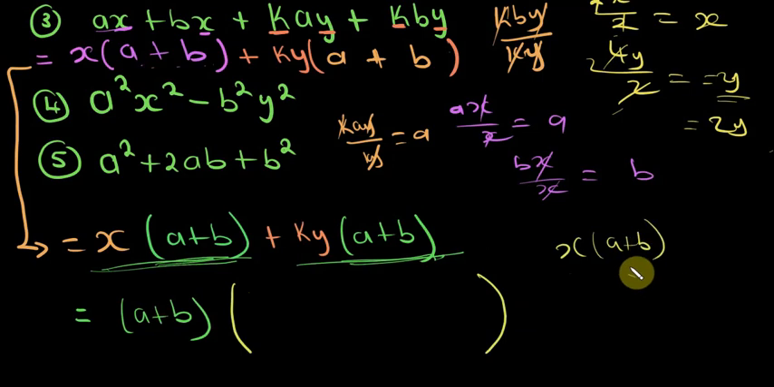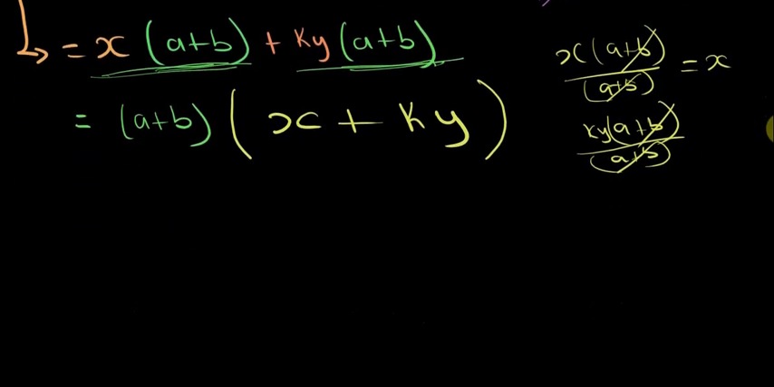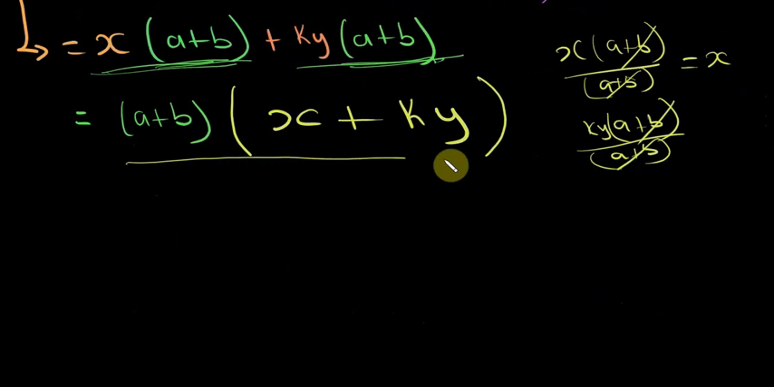x(a plus b) divided by a plus b. This one cancels out, then we have x. So here we have x plus, then we have ky multiplied by a plus b over a plus b. Cancel, then we have ky. So this is actually a product of two binomials.